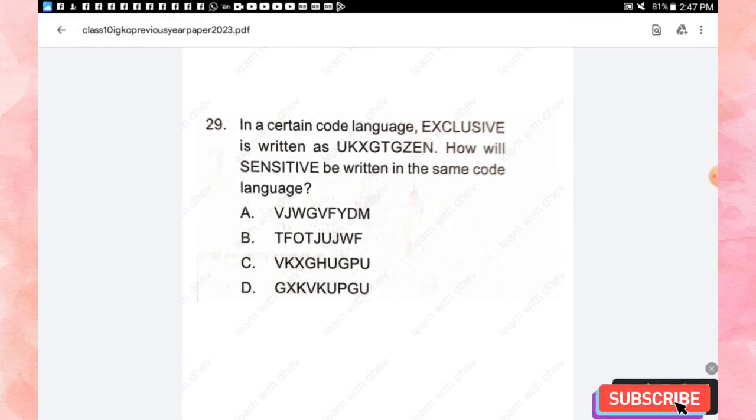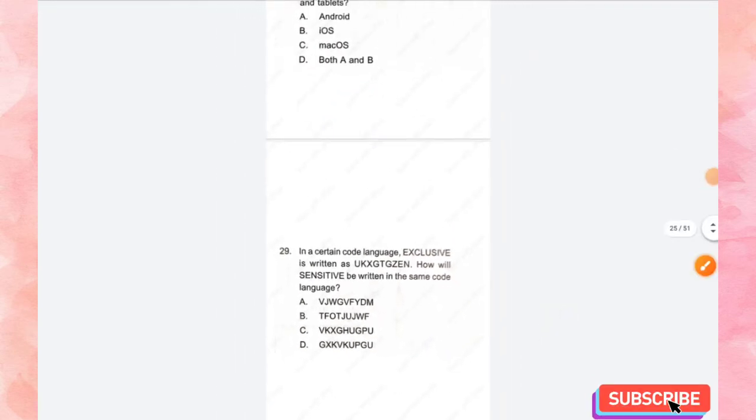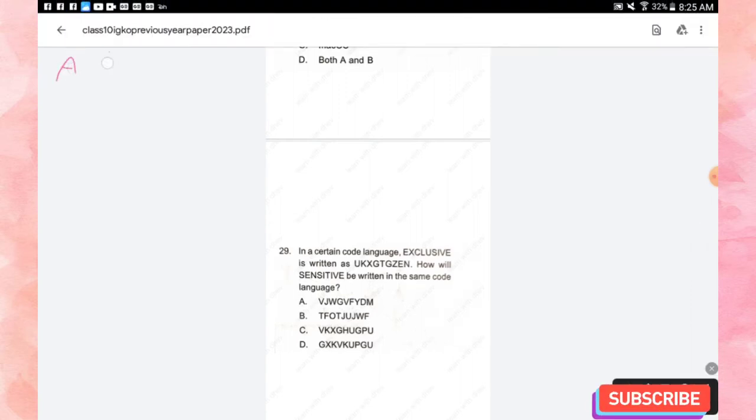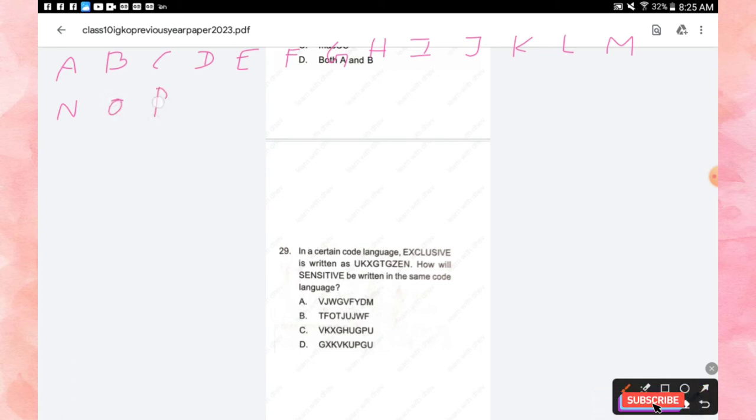Question number 29. In a certain code language, the word exclusive is written as some coded word. How will sensitive be written in the same code language? We'll solve now. So first, we'll write down the alphabets. A, B, C, D, E, F, G, H, I, J, K, L, M. Then N, O, P, Q, R, S, T, U, V, W, X, Y, Z. You just write the first 13 alphabets and the next 13 alphabets. So you will get it easily.